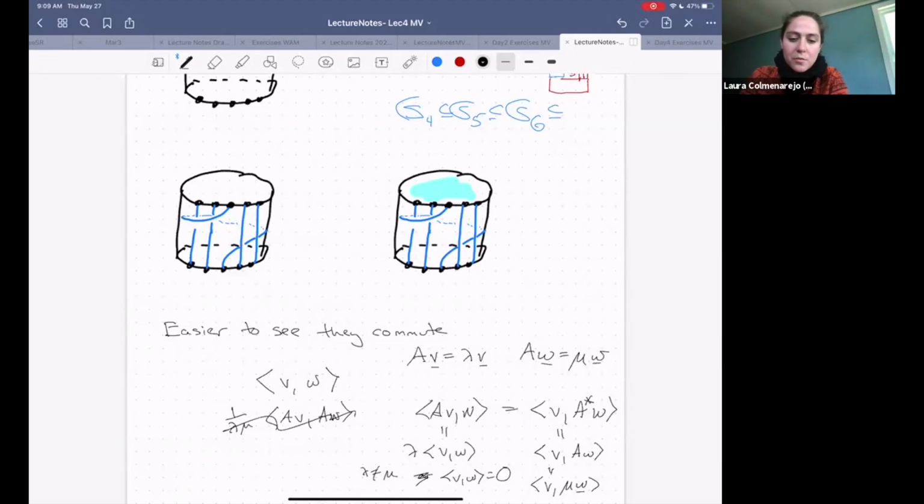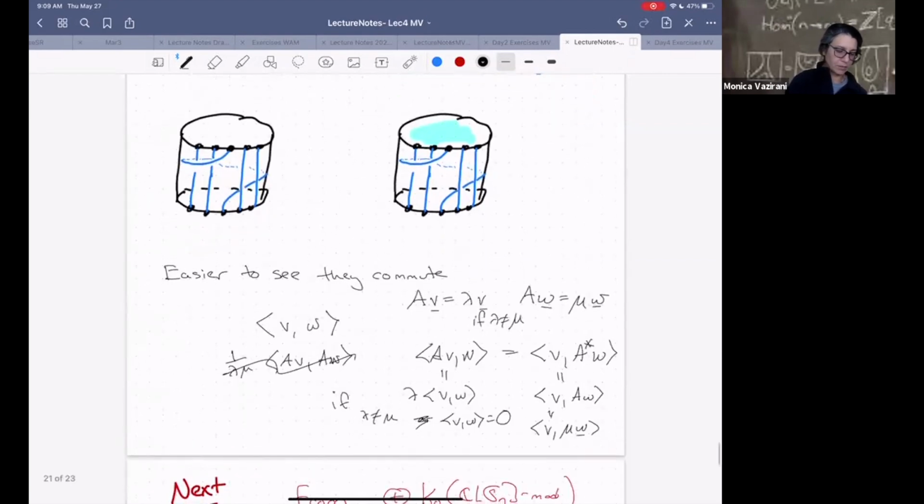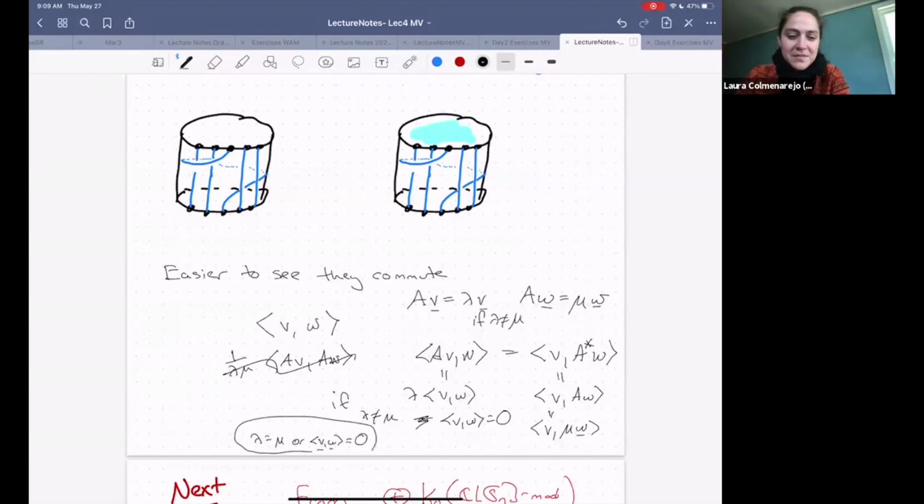Monica, why can lambda not be mu? Oh, I'm saying if. If lambda is not mu, so if you take eigenvectors for distinct eigenvalues, then if they're different, either lambda has to equal mu, or these guys have to be 0. That's another way of saying it. Okay, thanks.